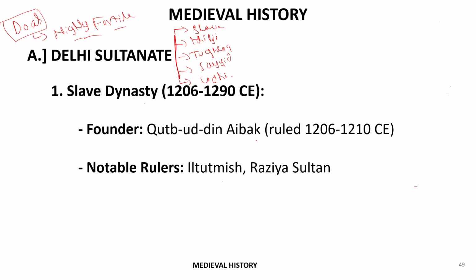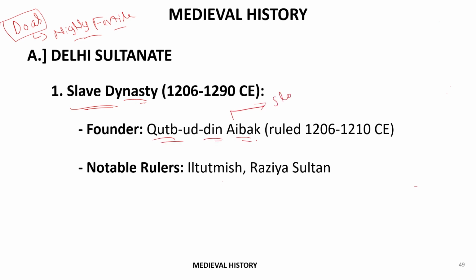So let's start. The first dynasty was the Slave Dynasty. The question is, why is it called the Slave Dynasty? Because Qutb-ud-Din Aibak was basically the slave of Muhammad Ghori. That's why this dynasty is called the Slave Dynasty, because the founder of this dynasty was a slave. Got it? The notable rulers are Iltutmish and Razia Sultan.